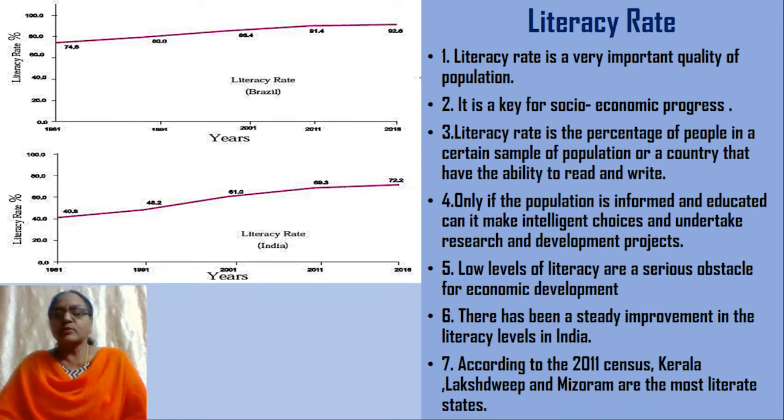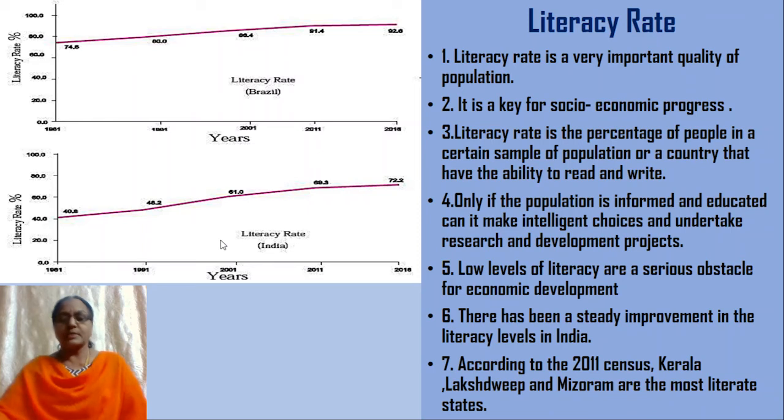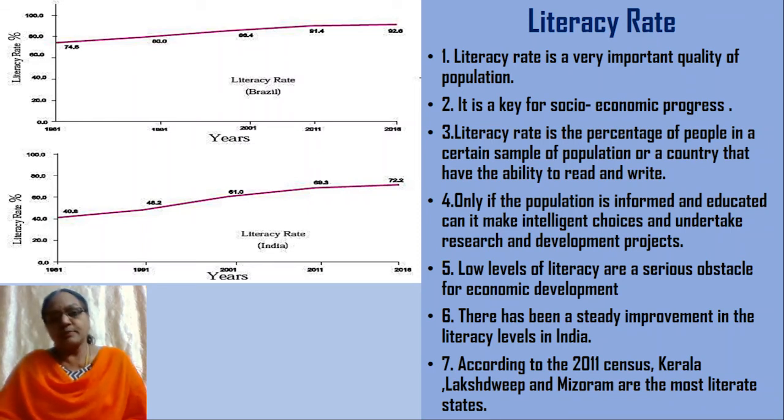Let's move over to literacy rate. Now, literacy rate also is a very important quality of population. Literacy rate is a key for socio-economic progress. Now, let us look at the literacy graph of Brazil and India. Now, here, literacy rate has slowly increased from 74.5% to 92%. And in India, it is increased from 40% to 72.2%.